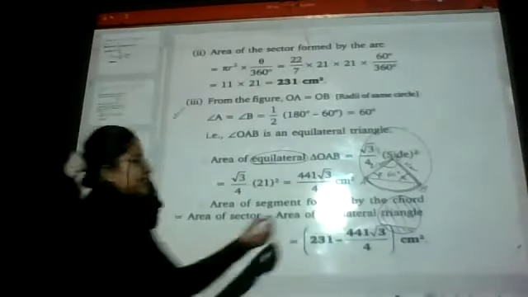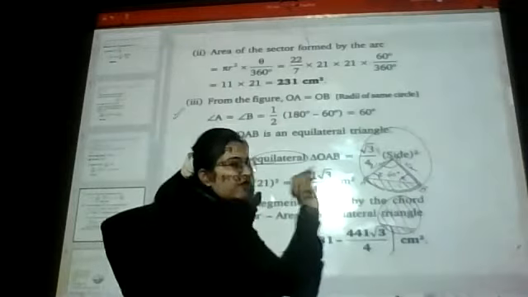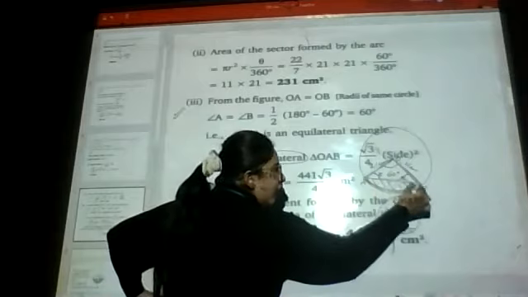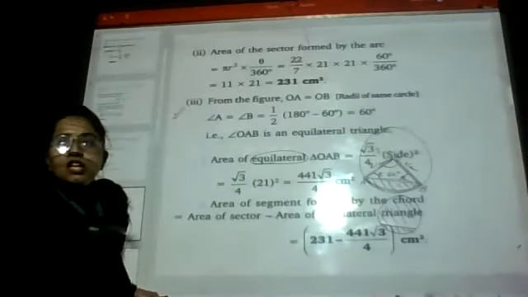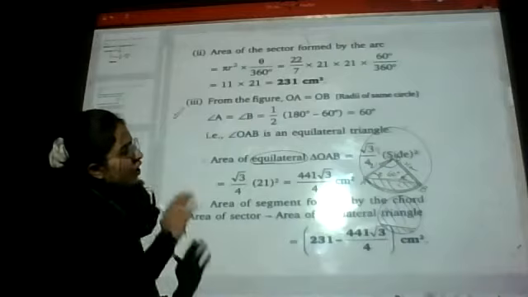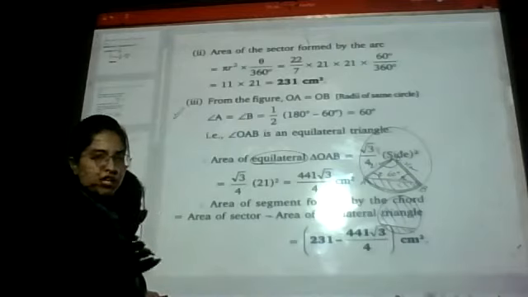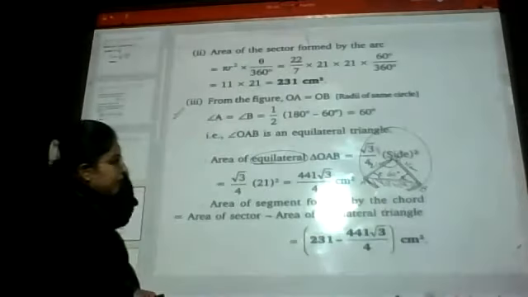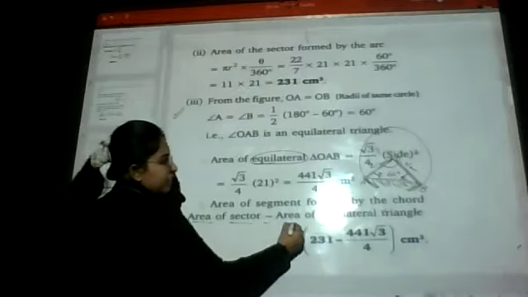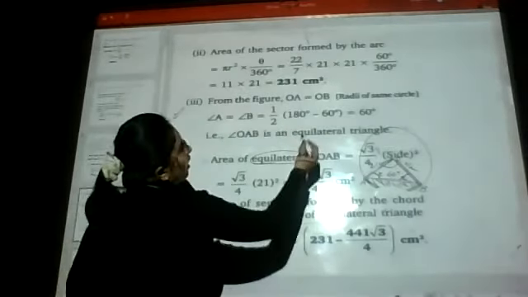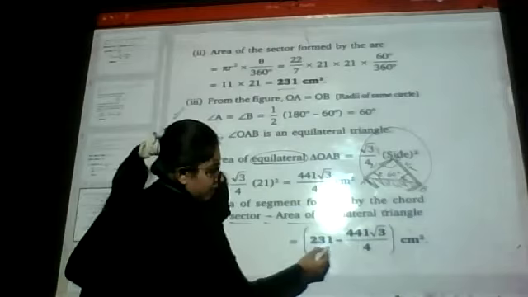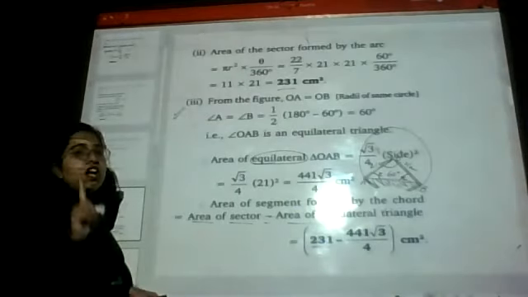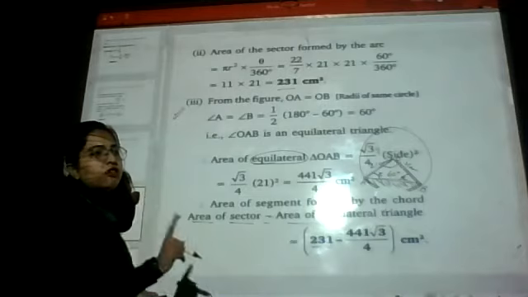So if you want to find this segment, how will I find? See, area of sector minus area of triangle, right? When you subtract the area of the triangle from the area of the sector, you will get the area of this segment. Same thing we have done: area of sector minus area of triangle. Area of sector was 231, same as in the second part. And area of triangle would be the area of equilateral triangle, root 3 by 4 times side squared.